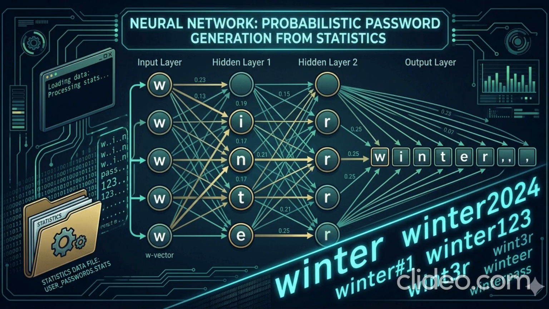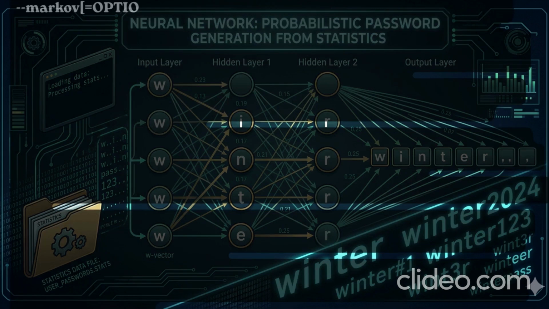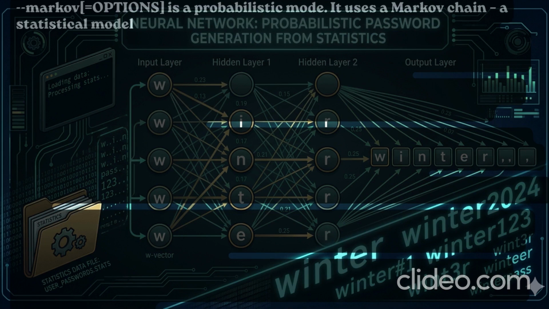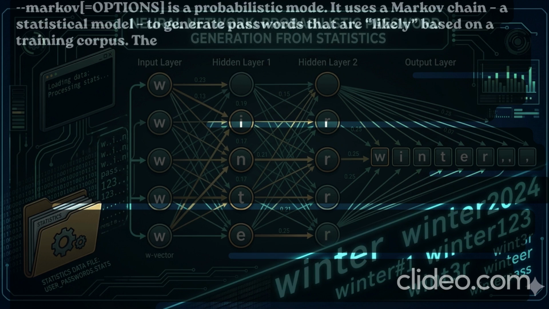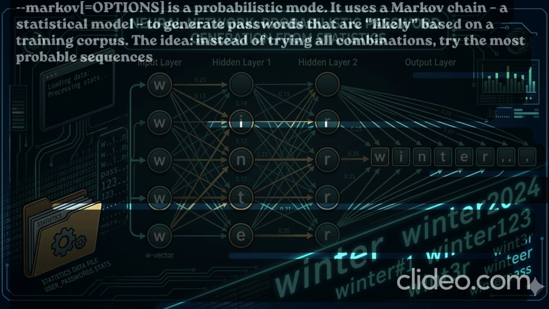The --markov=option is a probabilistic mode. It uses a Markov chain, a statistical model, to generate passwords that are likely based on a training corpus. The idea: instead of trying all combinations, it tries the most probable sequences first. For example, after seeing that TH is very probable, Markov mode learns these probabilities from a stats file.